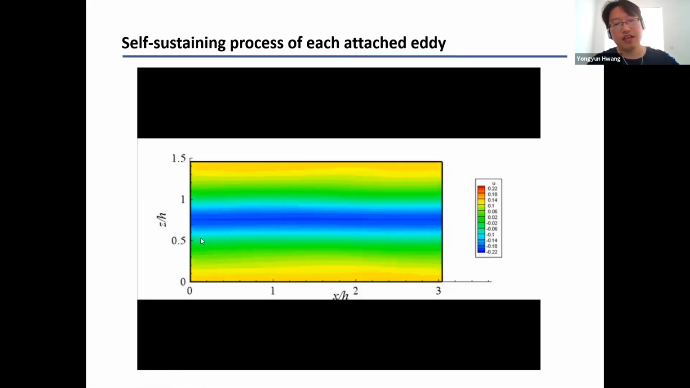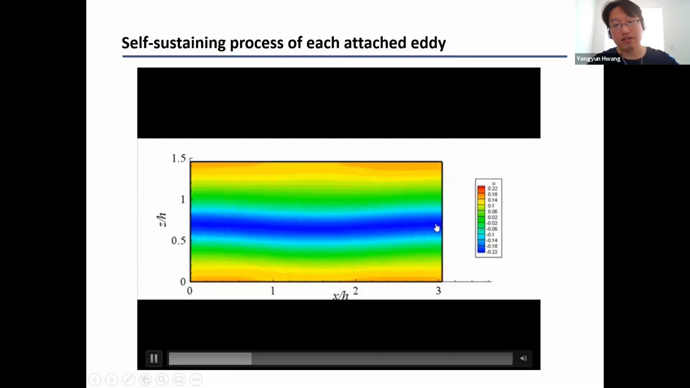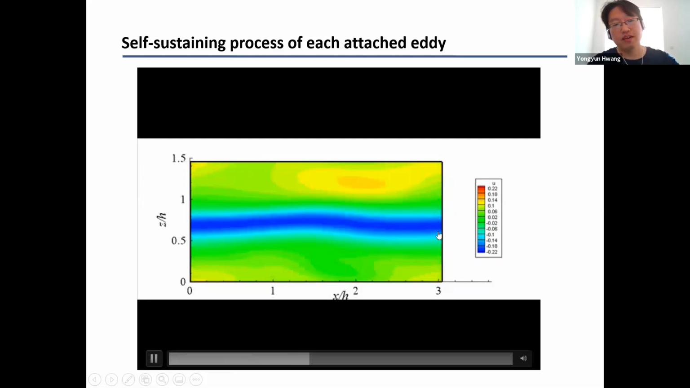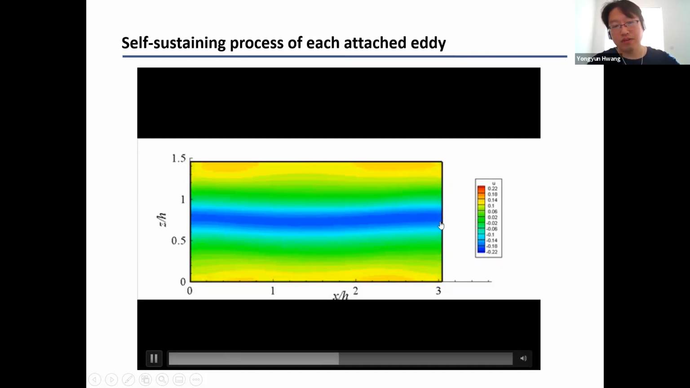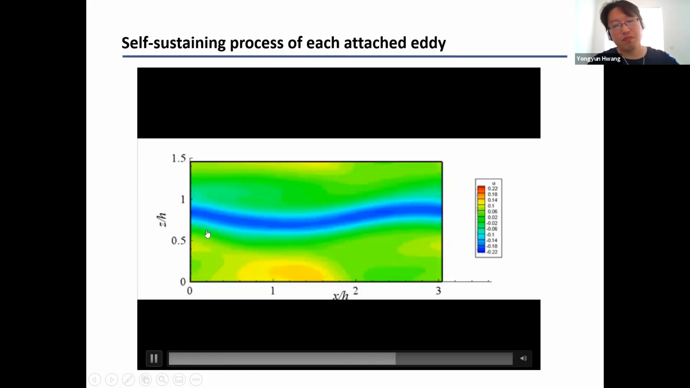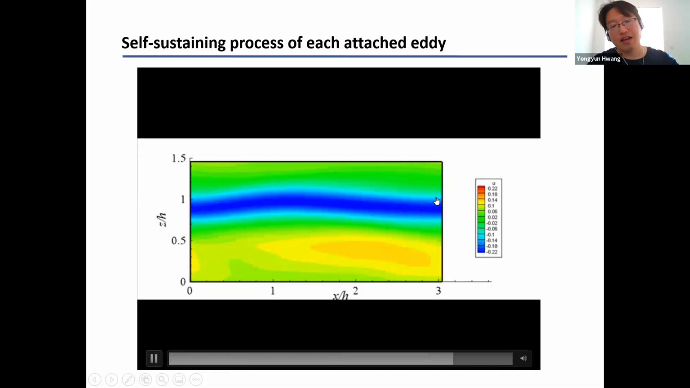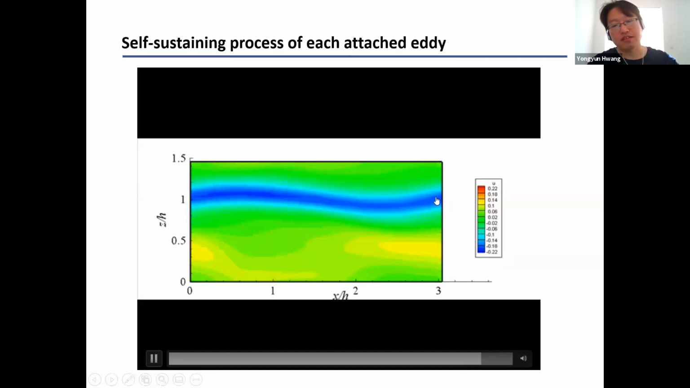So what you see here is that it gets dark blue, which means it has been strongly amplified, and it becomes wavy, and then it disappears, and again is amplified, and the instability waves break down like that. It is repeated like this.